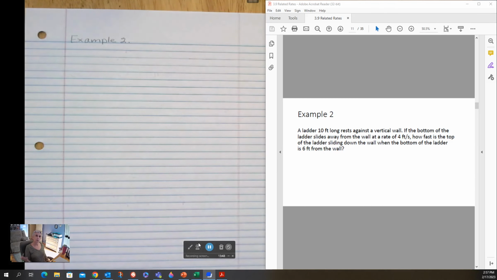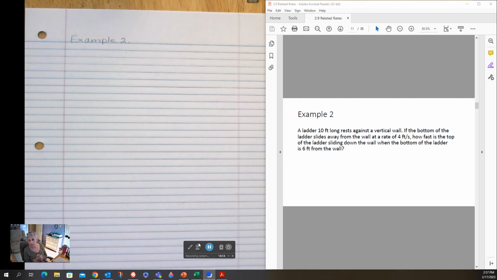Example 1 required us to know a geometry formula, and you are going to need to memorize the volume of a sphere, the volume of a cone, and the volume of a cylinder. So those are things that you need to know. This next one has to do with a right triangle, and this one's going to rely upon the Pythagorean theorem.